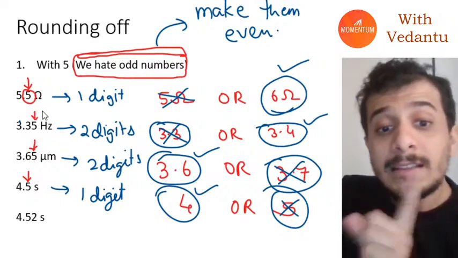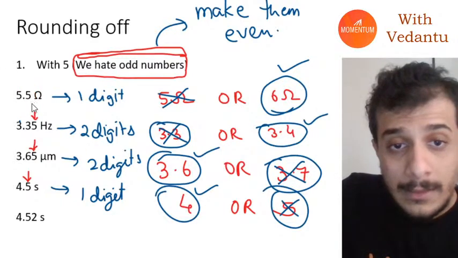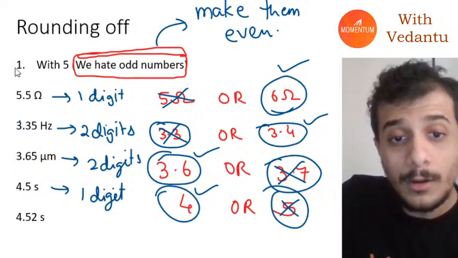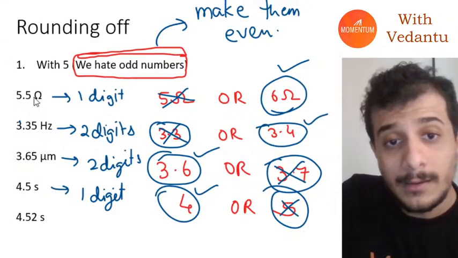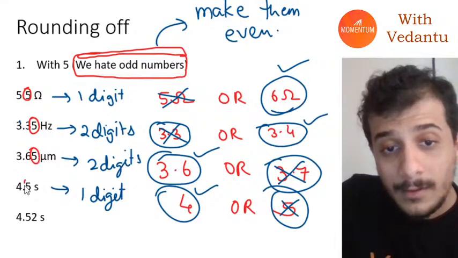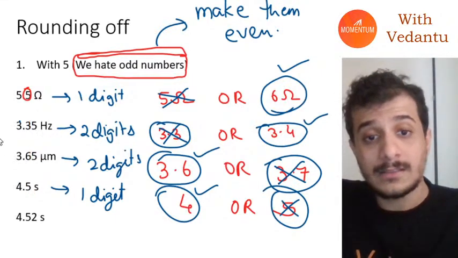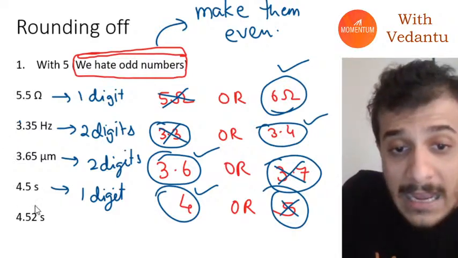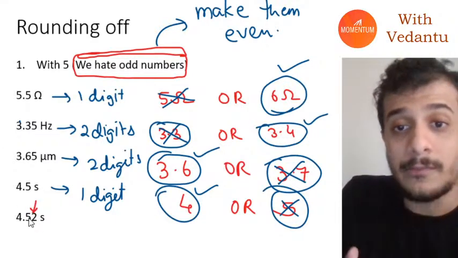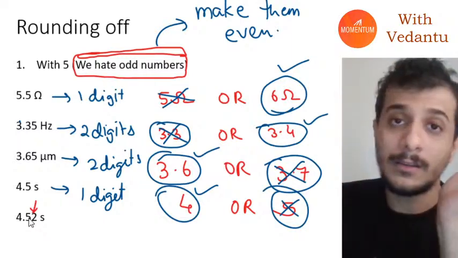But this is only the case, guys, if 5 is your last digit. If you see here, 5 is the last digit, 5 is the last digit, 5 is the last digit, and 5 is the last digit. This is only the case if 5 is the last digit. If there is anything else after 5, whether it's 0, 1, 2, 3, whatever is there, we don't care.